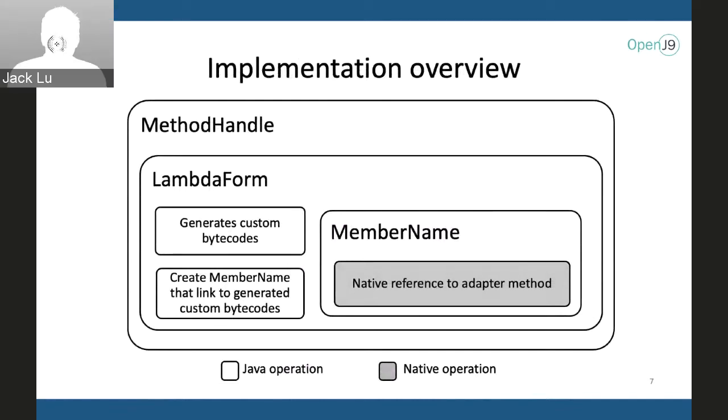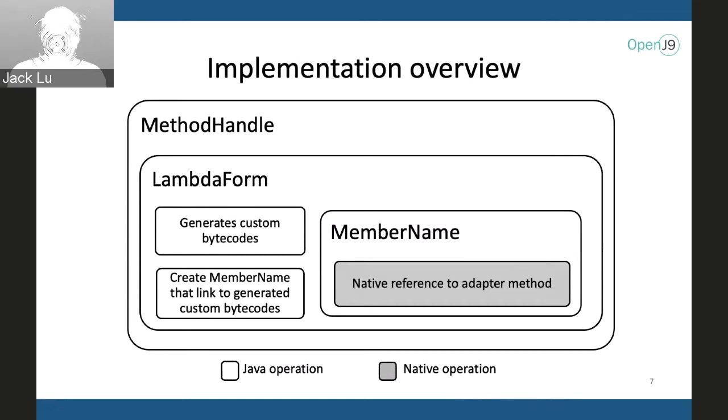Now I will give an overview of the OpenJDK implementations that we're adopting. In the OpenJDK implementation, it follows 3 layers. From the user's perspective, the method handle class is the core component and is responsible for the operations from the user space. Within method handles, there is a Lambda form class used to generate the custom bytecodes and create a member name class that links to the generated bytecode. And from the member name class, it holds a native reference to the generated code that will be used by VM and JIT to actually invoke the method.